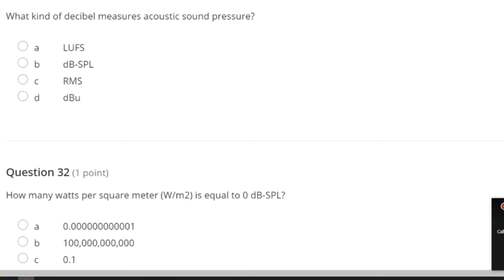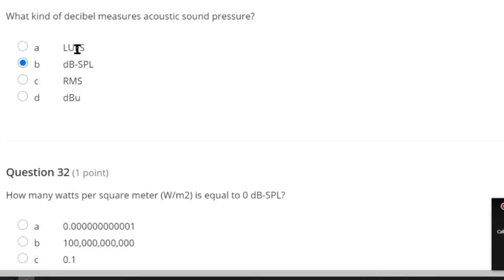Question 31. What kind of decibel measures acoustic sound pressure? A. LUFS. B. dBSPL. C. RMS. Or D. dBU. A, C, and D are used to measure professional audio, and dBSPL is used to measure volume in science class, decibels relative to sound pressure level.